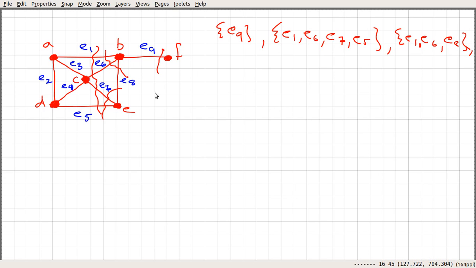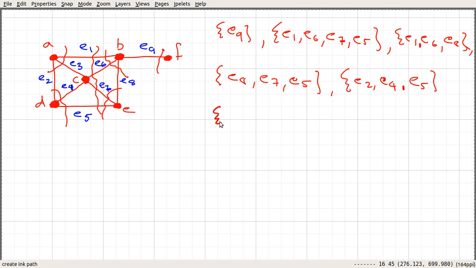Similarly, these three edges, E8, E7 and E5, that is also a cut set. Similarly, these three edges, E2, E4 and E5, are also a cut set. Similarly, these three, E1, E3, E2, it's also a cut set.